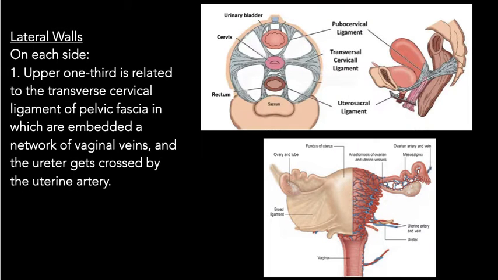Now, the lateral wall. On either side, this is the vagina. On either side, the upper 1/3 is related to the transverse cervical ligament, in which are embedded a network of the vaginal veins, as you can see over here, right, vaginal veins, and the ureter gets crossed by the uterine artery. Can you see the uterine artery over here? And this is the ureter.